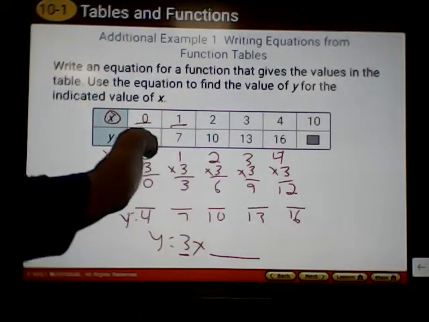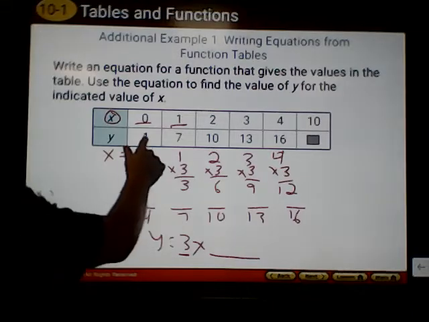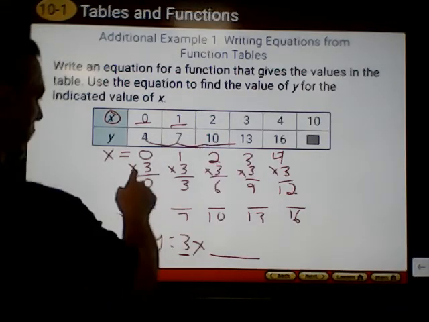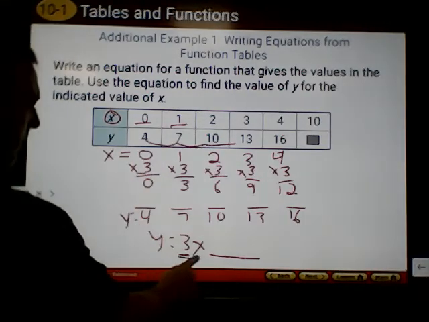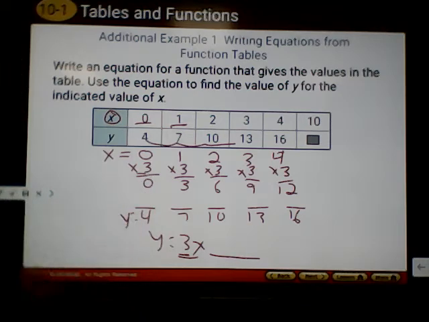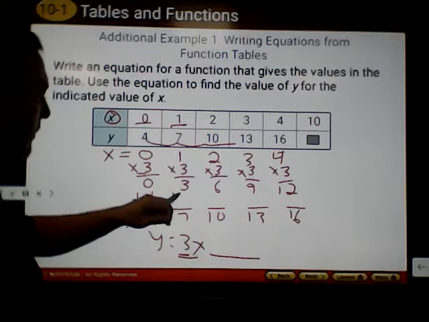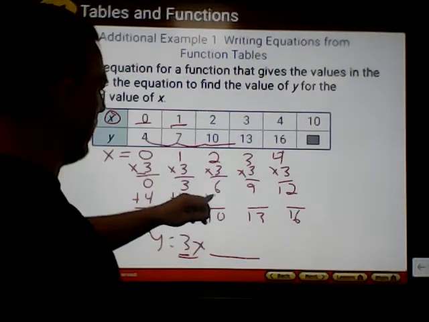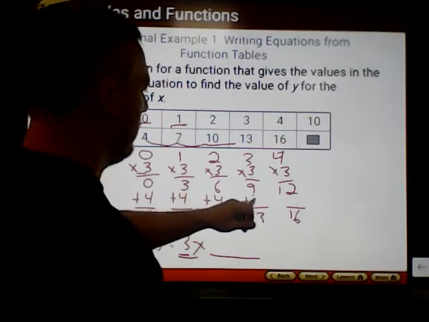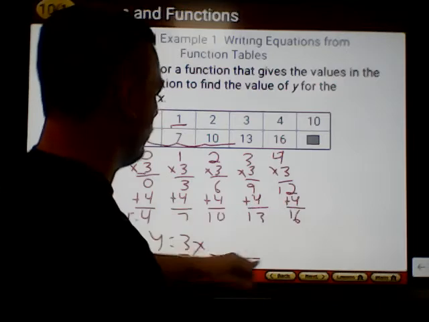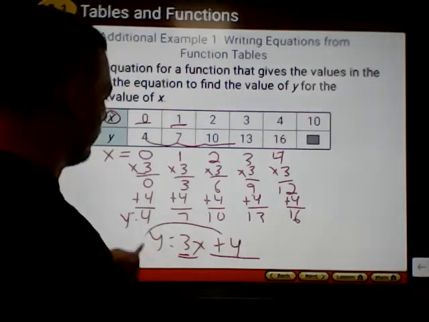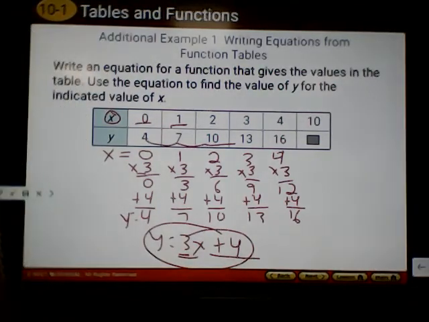So basically, I started at 0. My y's are counting by 3s. So that's what times 3 is. 3x. What can I do to 0 to get 4? I can add 4. From 3 to 7, add 4. 6 to 10, add 4. 9 to 13, add 4. And 12 to 16, add 4. So add 4. So 3x plus 4 is my equation.